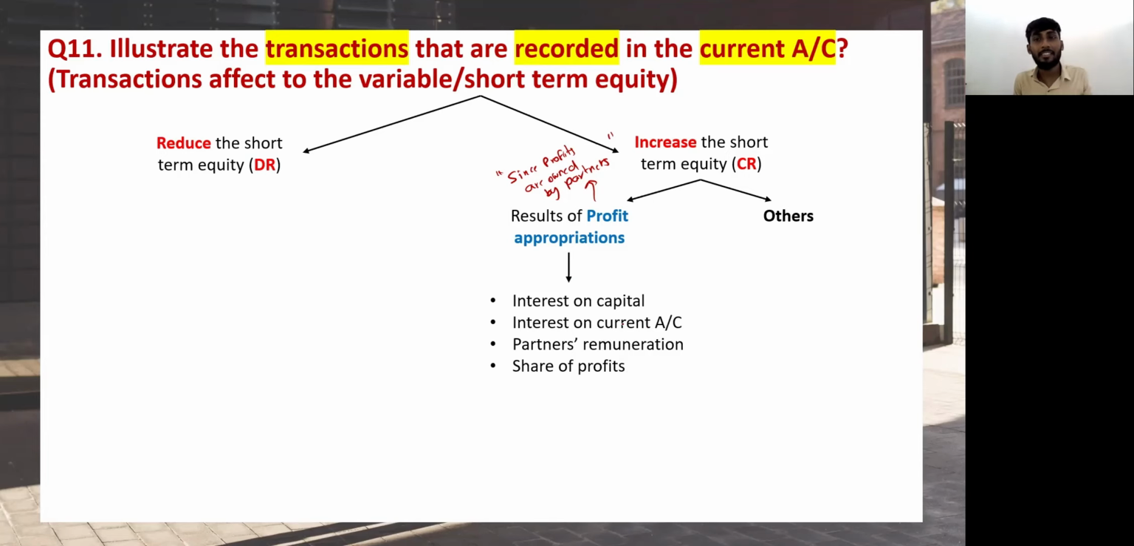In the previous slide, I discussed that ways. Okay, so these are the ways. These are the ways that the profit can be appropriated.